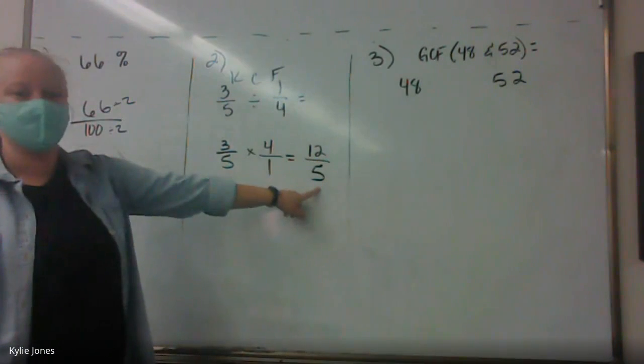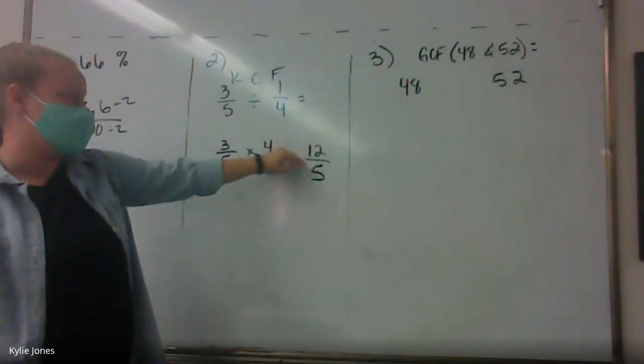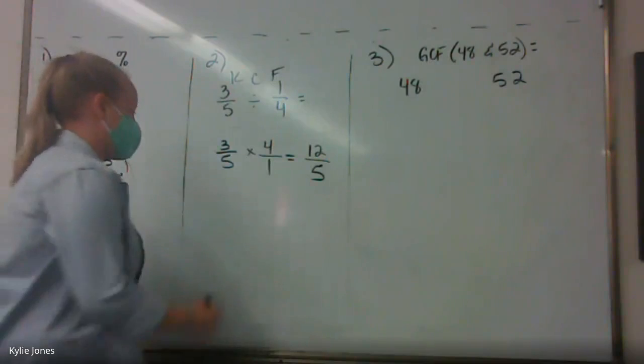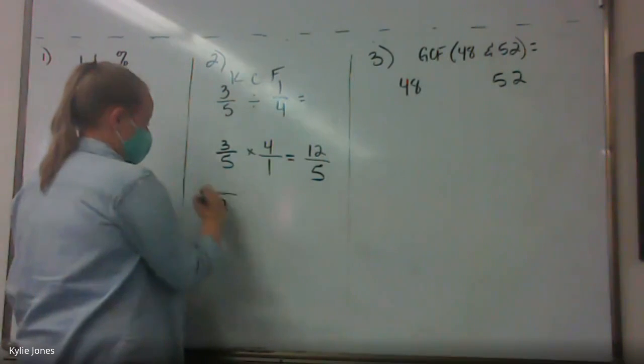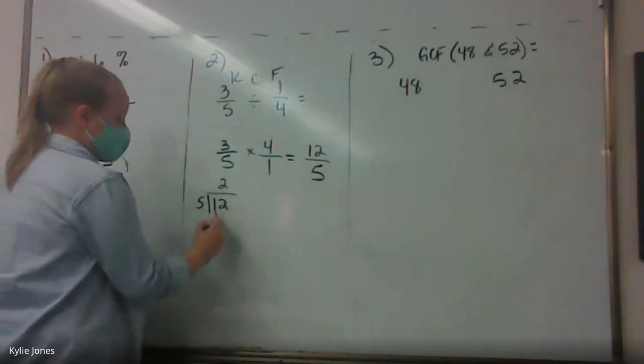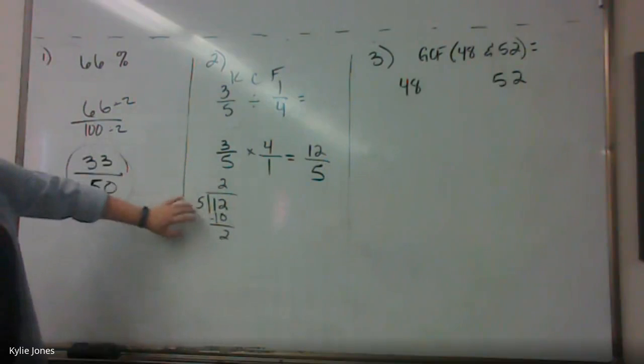But I'm not done. We need to simplify. In order to simplify this, when the number is bigger on top, what do we do? Divide. 12 divided by 5. How many times is 5 going into 12? 2 times. You subtract the 10 and get 2. So now I have these 2, 5, and 2.